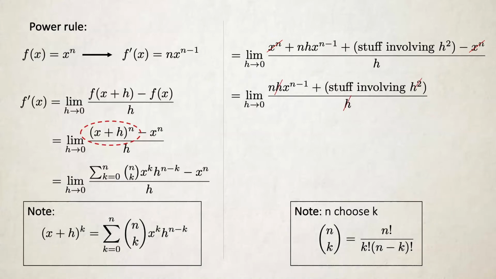Canceling h top and bottom, we get the limit as h approaches 0 of n x to the n minus 1 plus the terms involving h or higher order. Taking h to 0, we get n times x to the n minus 1 power, which is what we wanted. Great! Let's move on to the next derivative rule.